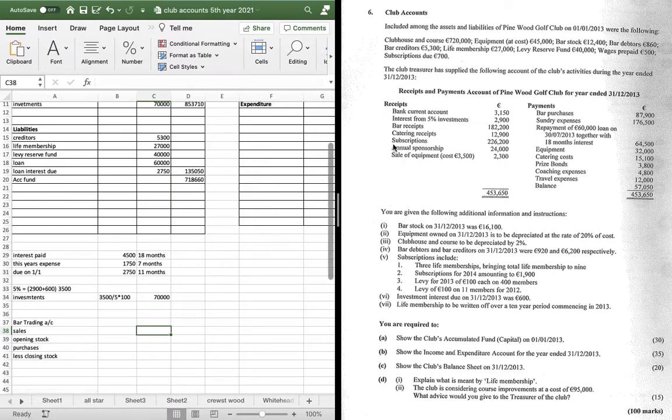Sales figures are bar receipts, so 182,200. We're going to take away the debtors at the start of the year of 860 and add on the debtors at the end of the year of 920. So that's 182,260.